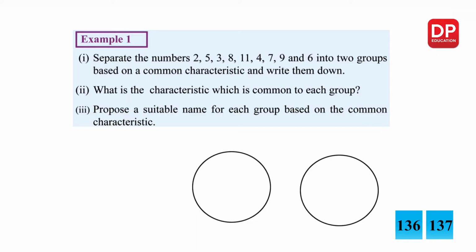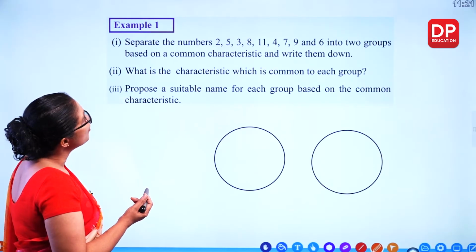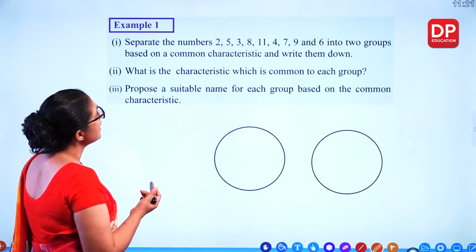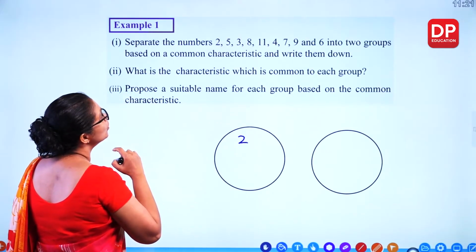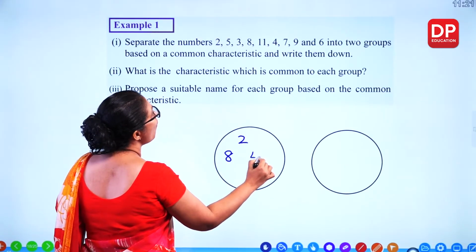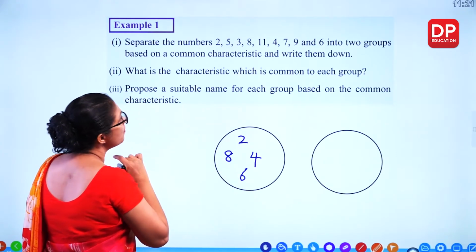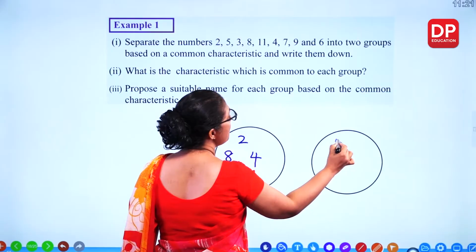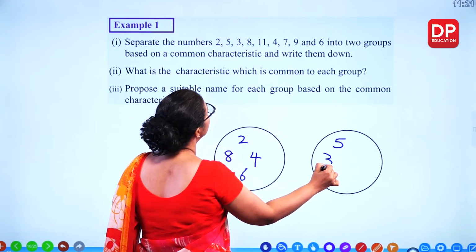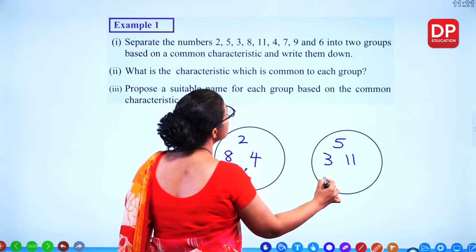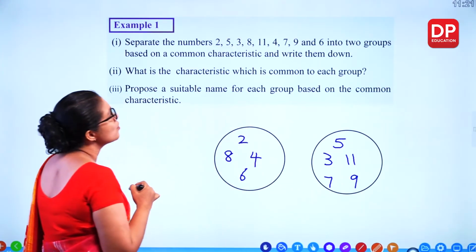Now we'll look at the example and exercises in your textbook. Example number 1. Separate the numbers 2, 5, 3, 8, 11, 4, 7, 9, 6 into two groups based on a common characteristic and write them down. What can you see? We'll take 2, 8, 4, 6 in one group and the other numbers 5, 3, 11, 7 and 9.